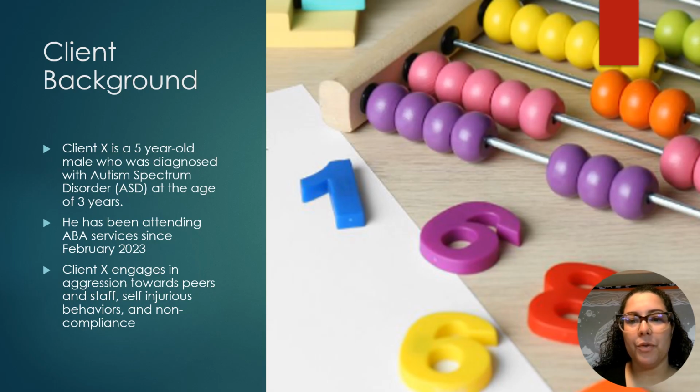Client X is a 5-year-old male who was diagnosed with autism spectrum disorder at 3 years old. He started ABA services in February of 2023. I've been working closely with this client since March of 2023. He's currently approved to receive ABA services for 35 hours per week.